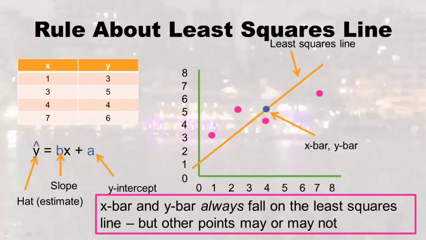Now, you may be lucky and get a data set that has an xy pair that just happens to fall on the least squares line, or maybe even a couple, or maybe more. But you can't trust that. So if you need to trust that there's a point on the least squares line, you know it's always going to be x bar comma y bar.